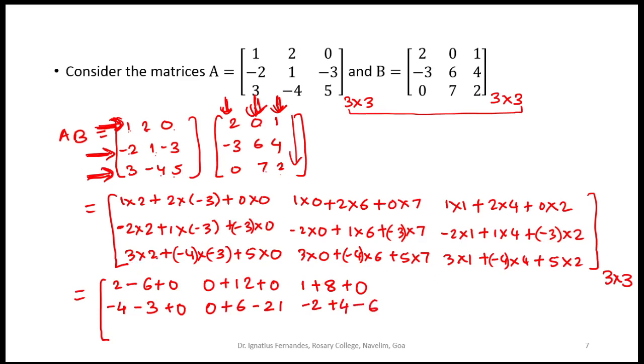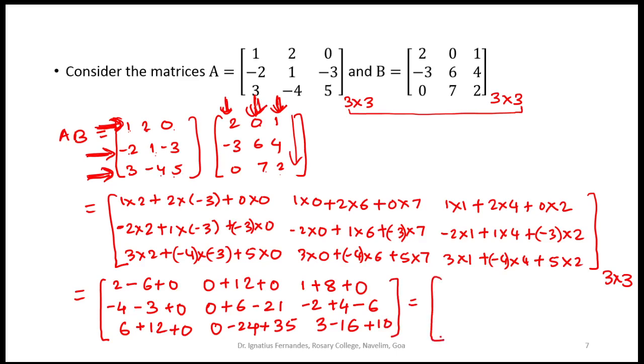And here I have 3 into 2, that is 6, plus minus 4 into minus 3 is 12 plus 0. Then I have 3 into 0, 0 minus 24 plus 35, 5 into 7. And finally I have 3 plus minus 4 into 4 is minus 16 plus 10.